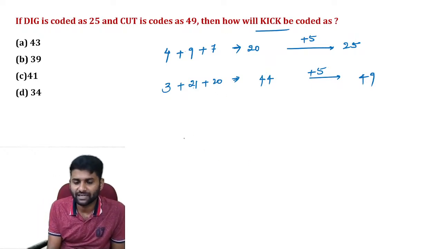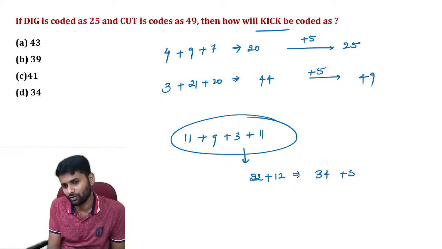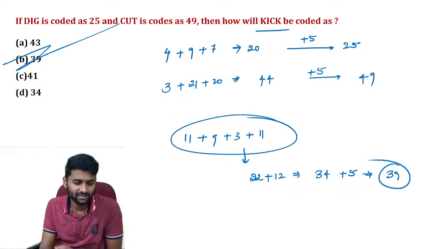Let's find the answer for KICK. 11, 9, 3, 11. Go through the sum. 11 plus 11 is 22, 9 plus 3 is 12. The sum value is 34. But according to the logic, add 5 units, then it becomes the answer. So here the answer is 39.